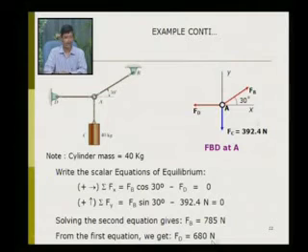Now we have assumed that there are tensile forces in these two cables, and our answers are positive, that means in both the ropes or both the cables the tensile forces are acting, that is 785 Newton and 680 Newton.